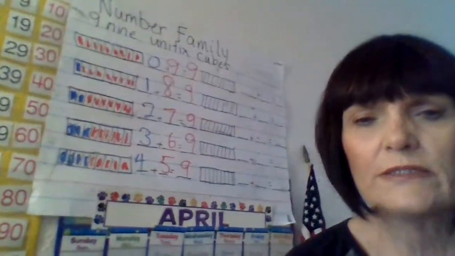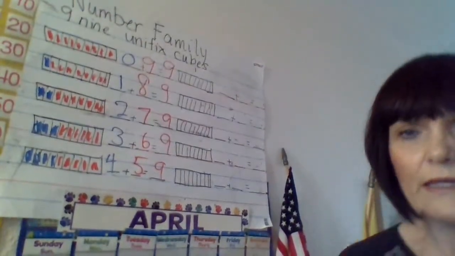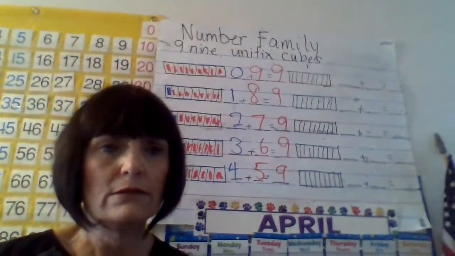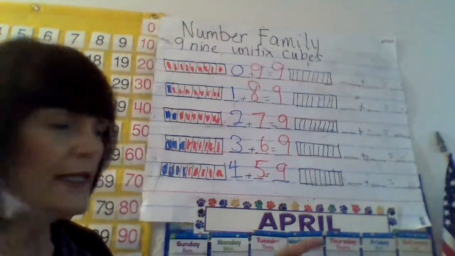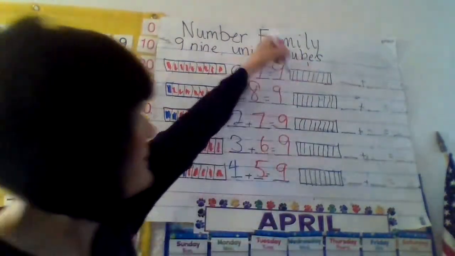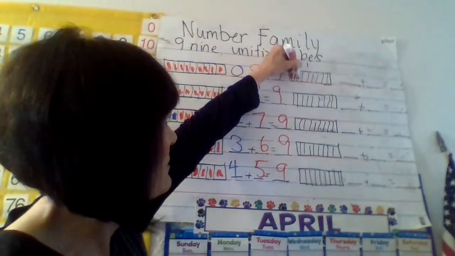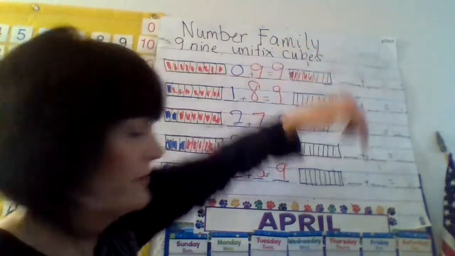Now I'm going to move this over so you can see this side of the chart now. All right, let's see now. We ended with 4 plus 5. Now I need to do 5 red this time. 1, 2, 3, 4, 5.